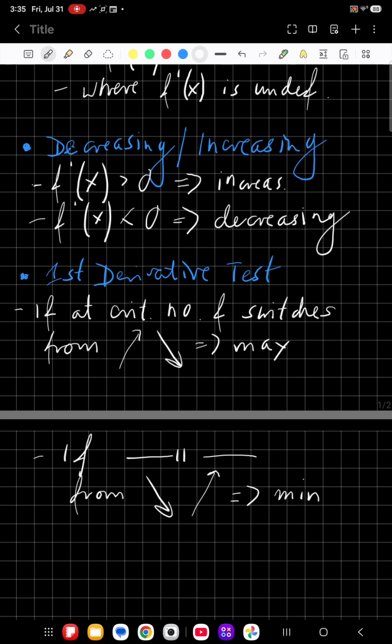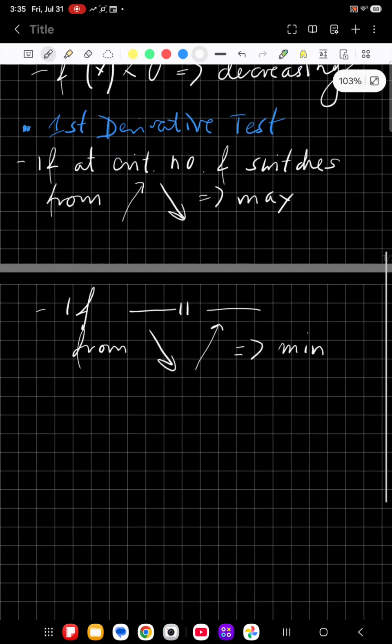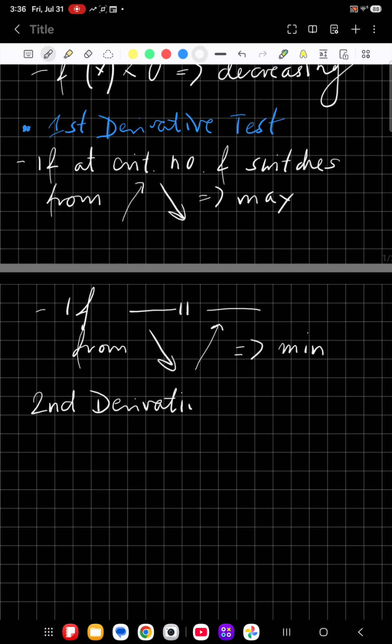So now the second derivative. Similarly, we'll go through those three points. First, inflection points. Just to quickly remind you.